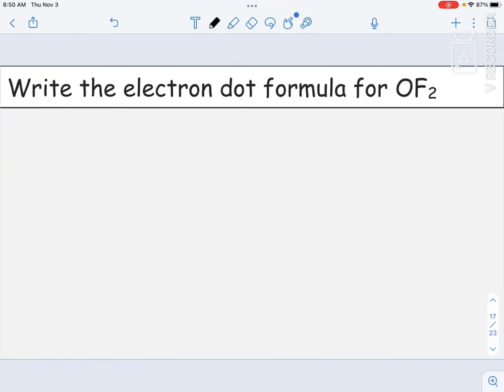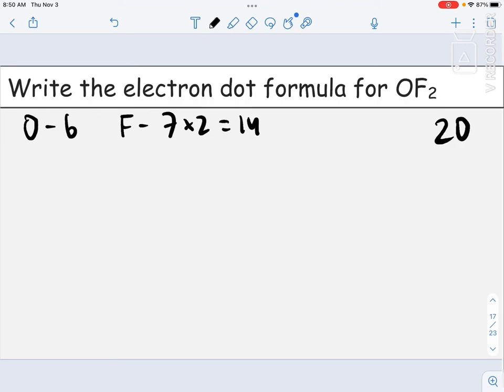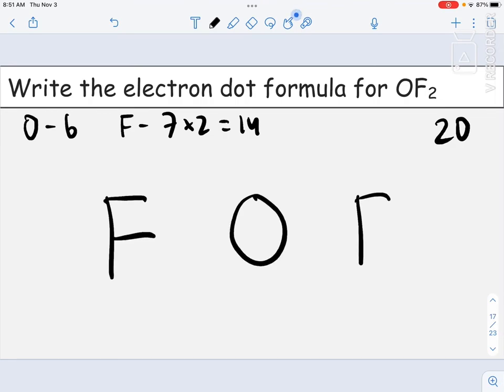Moving on to OF2, oxygen has 6 valence electrons. Fluorine has 7, but there's 2 of them for 14. So there's a total of 20 valence electrons, okay? Put the lone atom in the center. That would be oxygen, okay? Now bond them. Those 2 bonds used up 4 valence electrons.